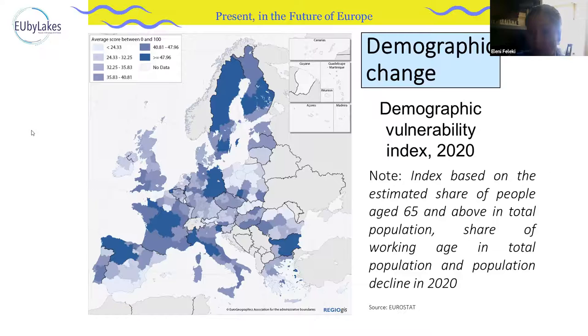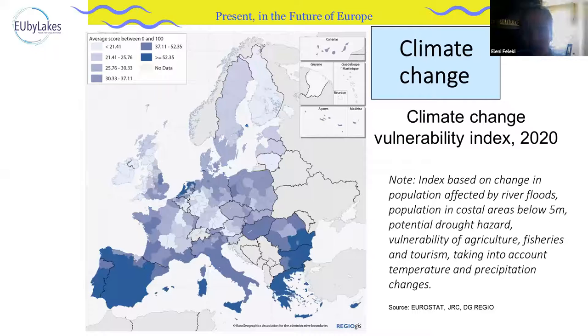And moving to the third slide, it is about the climate change vulnerability index. Here you can see again the colors. It's another very important indication. It's another index based on change in population affected by river floods, population in coastal areas below 5 meters, potential drought hazard, vulnerability of features, and tourism, taking into account temperature and precipitation changes. Again, you can see the differences in the colors. We really face different problems. We have a lot of disparities, so the regions need to use different tools, and they also need different economic support in order to deal with these challenges.